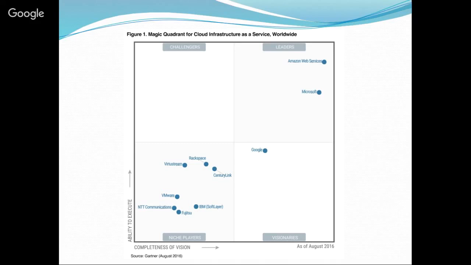According to a 2016 Gartner report, here you can see the Amazon Web Service is the most leading cloud service provider, and there are a lot of cloud service providers out there, such as Microsoft, Google, Rackspace.